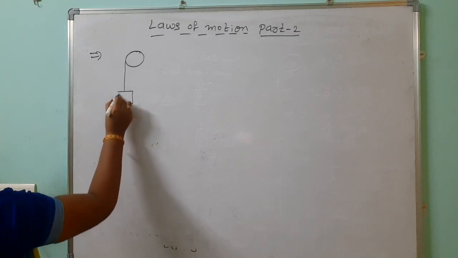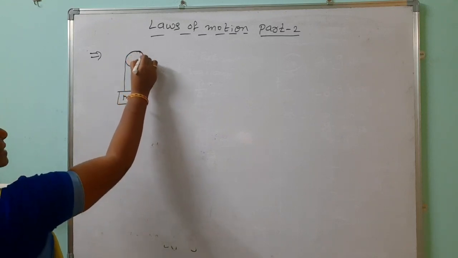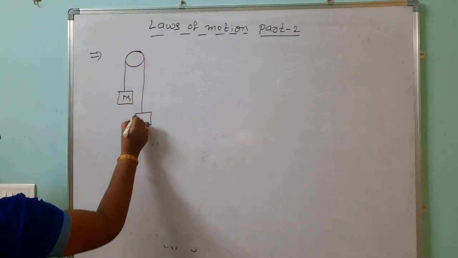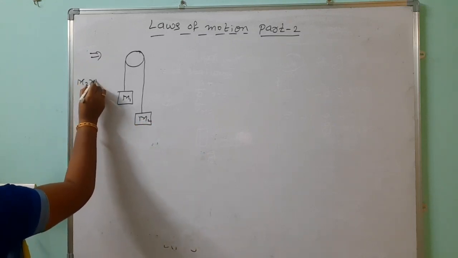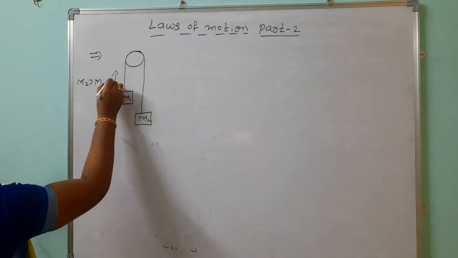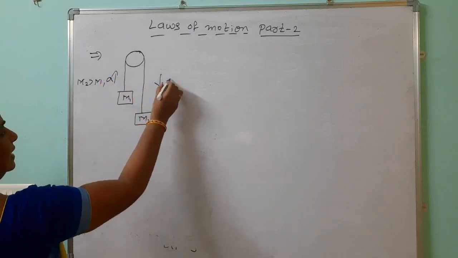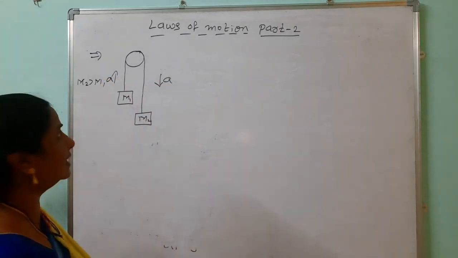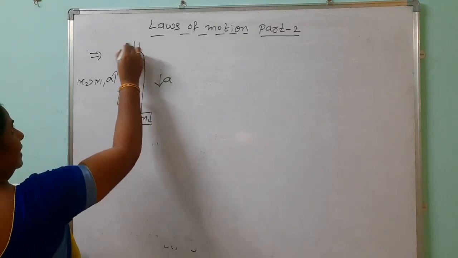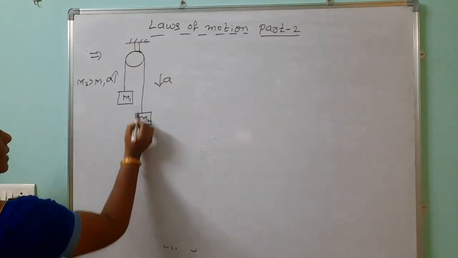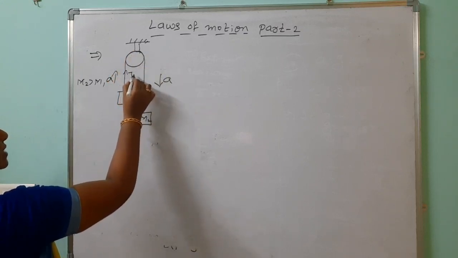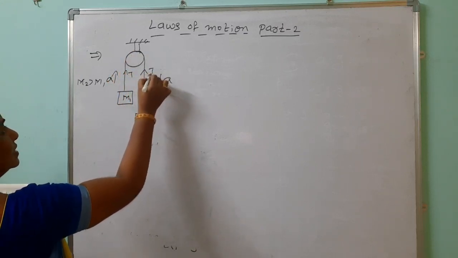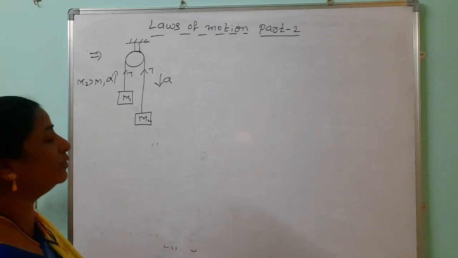This is the mass m1 and this is the mass m2. Here we can take m2 is greater than m1. So m1 is going upwards with acceleration a, and m2 is coming downwards with acceleration a. And here we should take one rigid support also. Here the pulley is changing the direction of the tension. Here tension acts towards the pulley, and here also it acts towards the pulley.